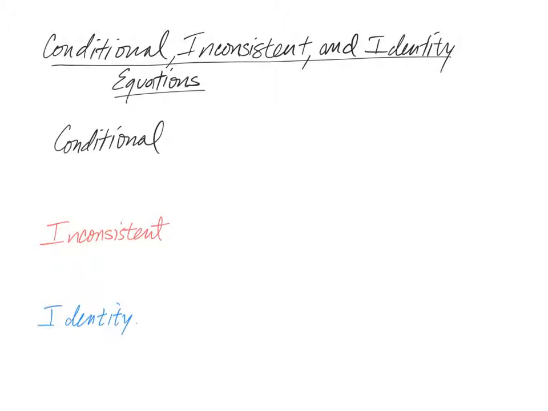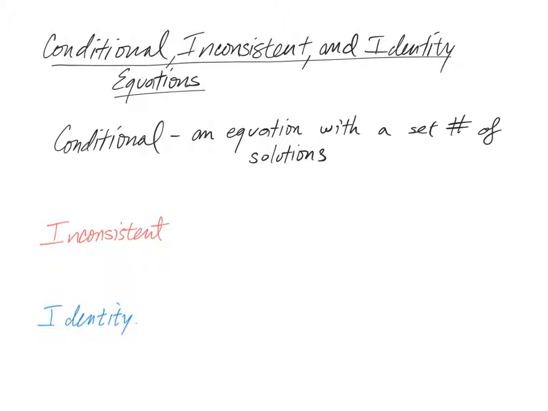A conditional equation is an equation with a set number of solutions. So we will be looking at all sorts of equations. Linear equations will generally give you one solution. Quadratic equations will give you two solutions at most. Cubic equations will give you three solutions at most, and so on and so on. So we have a set number of solutions for a conditional equation.